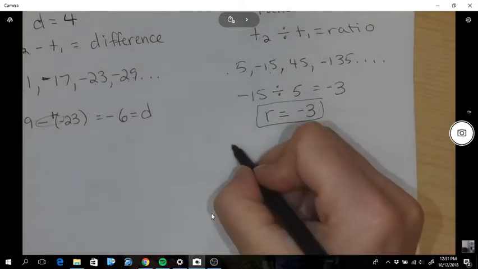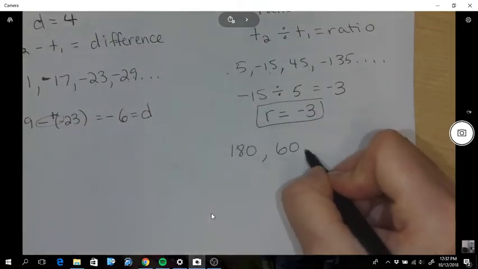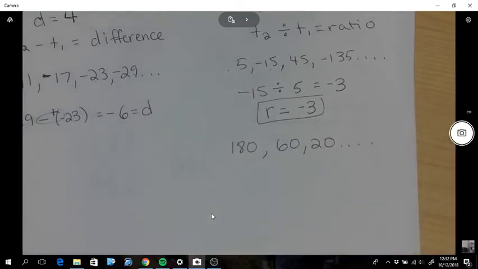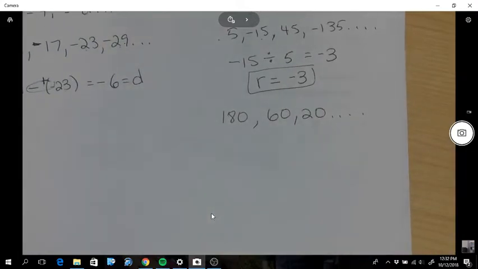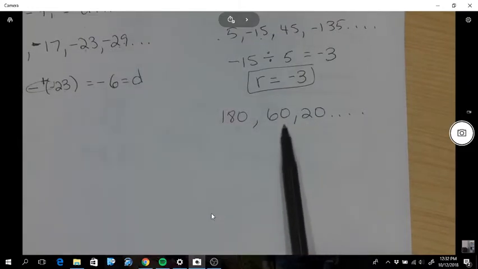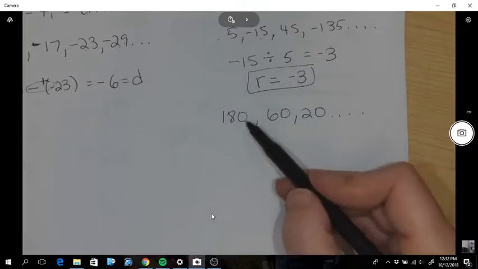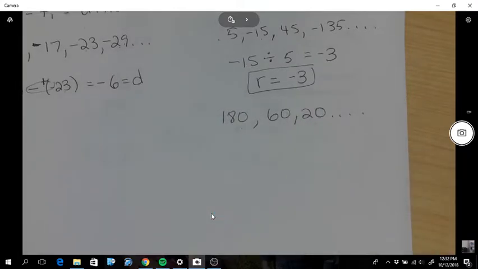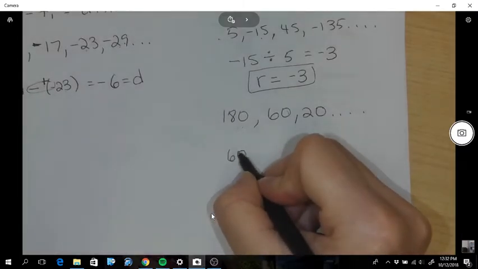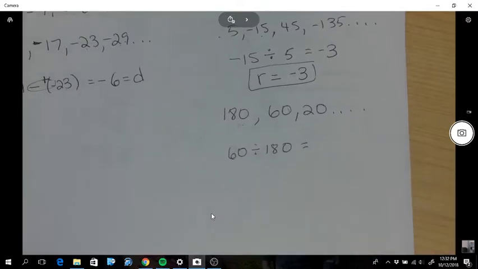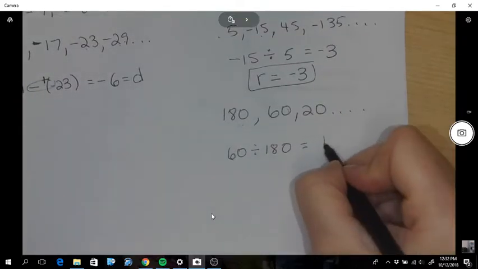Okay, let's look at another one here. 180, 60, 20, etc. What is the R? I get this problem a lot that people see a visual of, oh, I know that's 3 times the amount, so my R is 3. But that doesn't make sense because if your R was 3, you'd be getting bigger. If we're going to get smaller in our numbers, our R must be a decimal or a fractional number. So if I do 60 divided by its previous, that is 1/3.